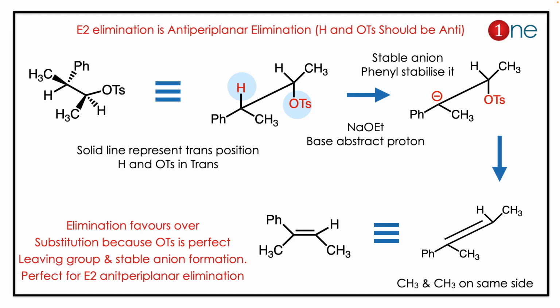Here you are using tosylate and base. You might think it's an E2 elimination. But E2 elimination requires an antiperiplanar position, so you have to bring hydrogen and OTs anti to each other. Here I highlighted H and OTs are anti to each other.